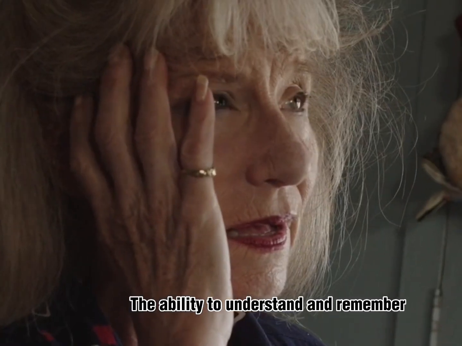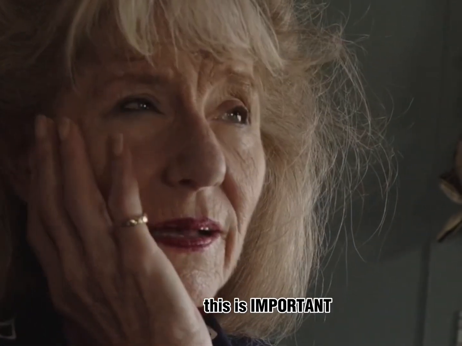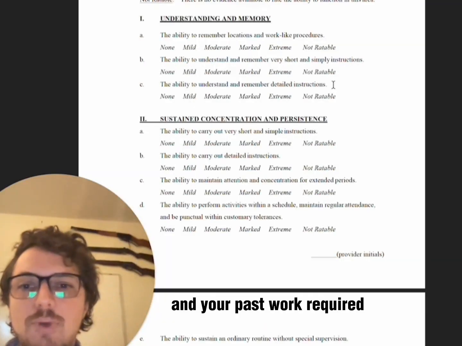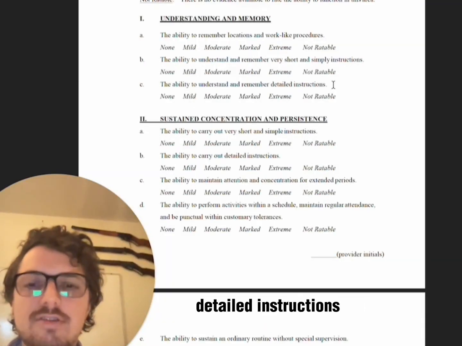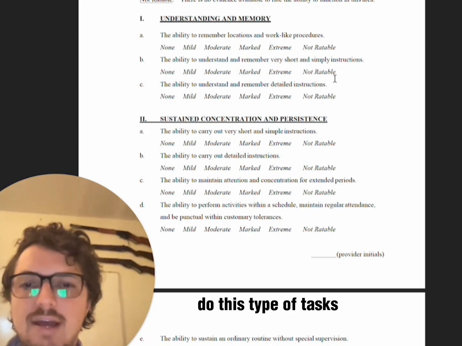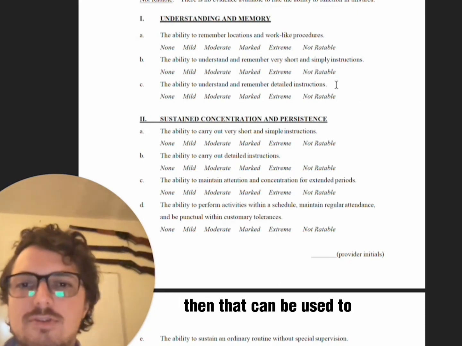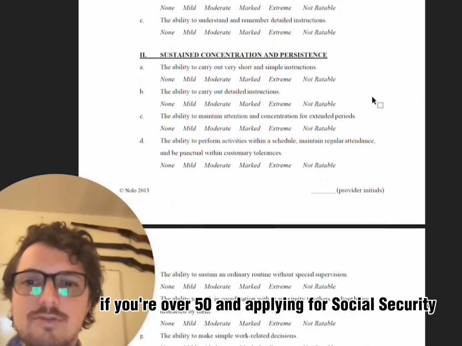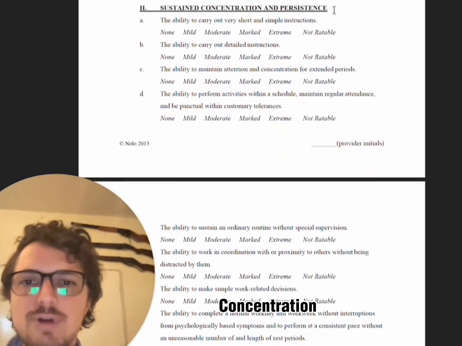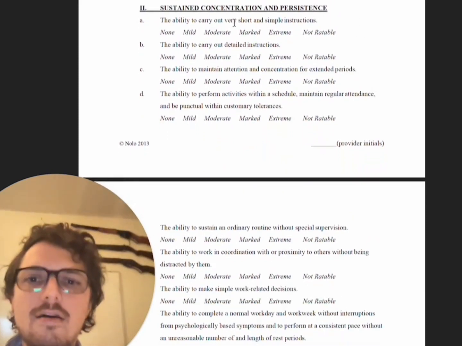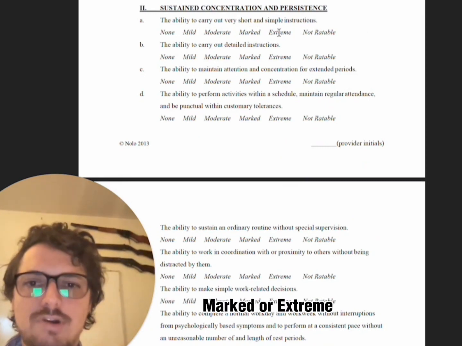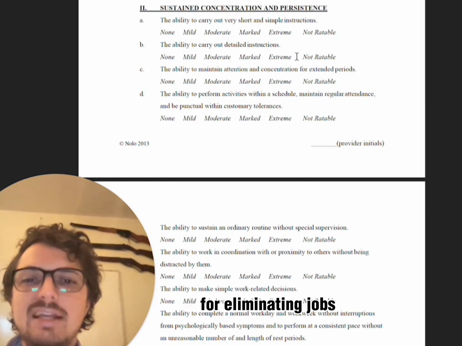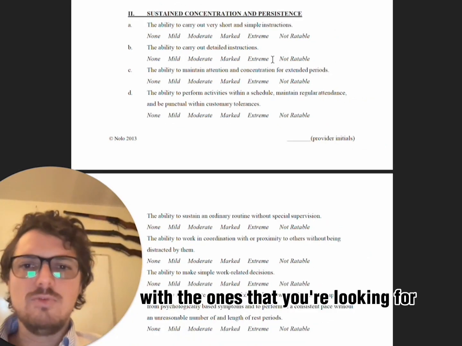The ability to understand and remember detailed instructions. This is important if you are over 50 and you're trying to show you can't do your past work, and your past work required detailed instructions. If you're no longer able to do this type of task, then that can be used to eliminate your past work, which is really important if you're over 50 and applying for Social Security disability. Sustained concentration and persistence, the ability to carry out very short and simple instructions. Marked or extreme will get it done. Detailed instructions. Again, this is another question for eliminating jobs if you're over 50. Marked or extreme are the ones that you're looking for.